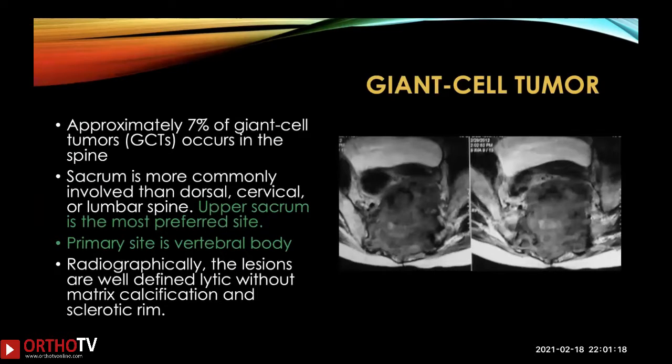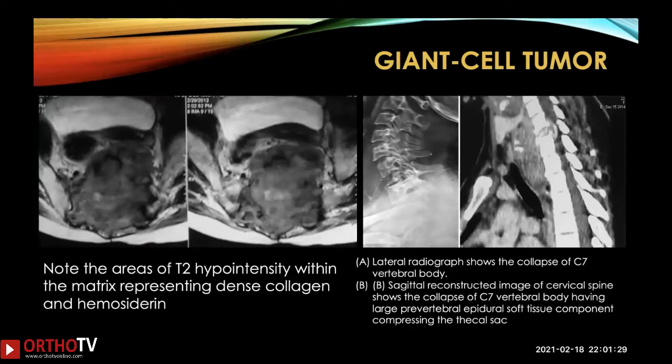Giant cell tumor is also very common, and the primary site is the vertebral body; the upper sacrum is the most common. These lesions are well-defined and lytic, but without any matrix calcification or sclerotic rim. You can appreciate here areas of hyperintensity inside the sacral tumor, with lots of dense collagen and hemosiderin. On the right side, you can see total collapse of C7, and the C7 vertebral body has collapsed and is compressing the thecal sac.